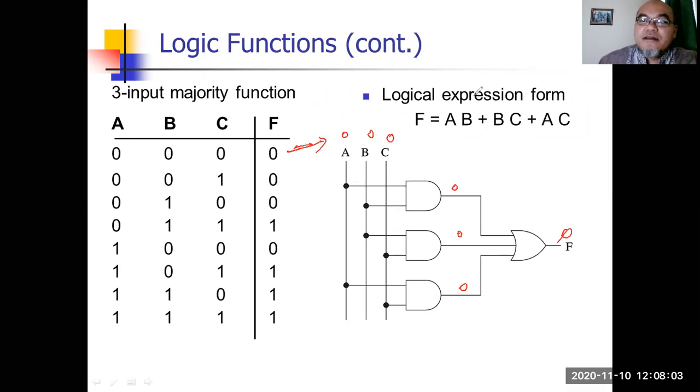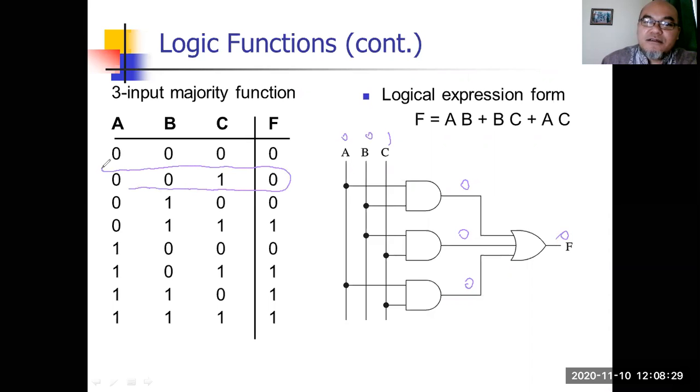Okay. Now let's do the second possibility, 0, 0, 1. A and B will be 0. B and C will also be 0. A and C will also be 0. So 0 or 0 or 0 becomes 0. So this is the second possibility, 0, 0, 1, and the result will also be 0.